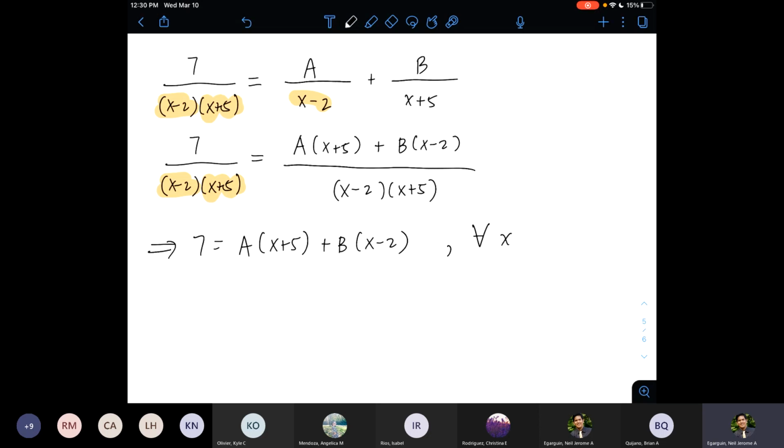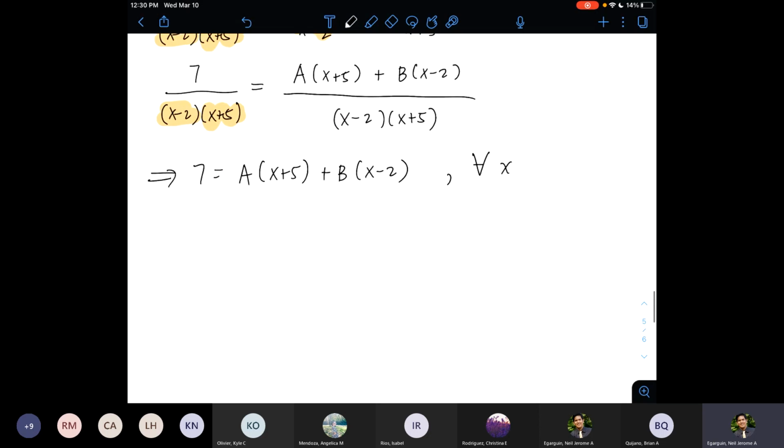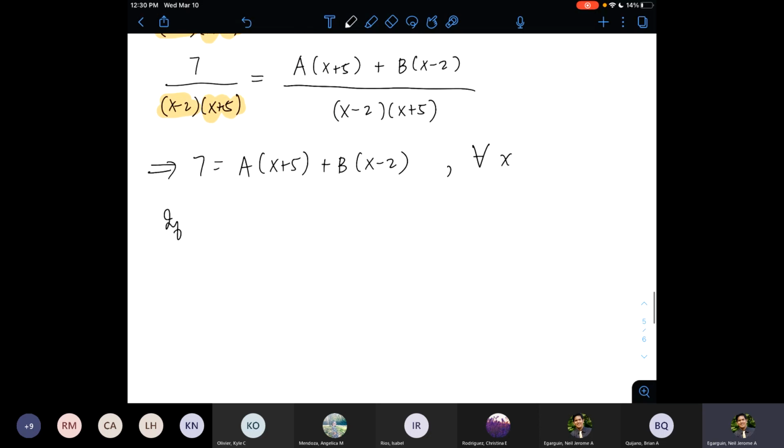Now, how do we solve for A and B? You can have a system of linear equations by giving in special values for x, but you can take advantage of the fact that this equation that we currently have is true for any x. So you can pick any x, and we can choose any x, right? So here, actually we have some convenient choices for x.